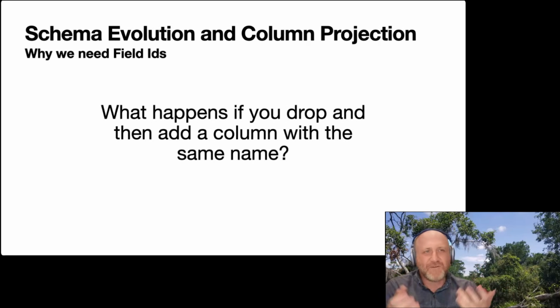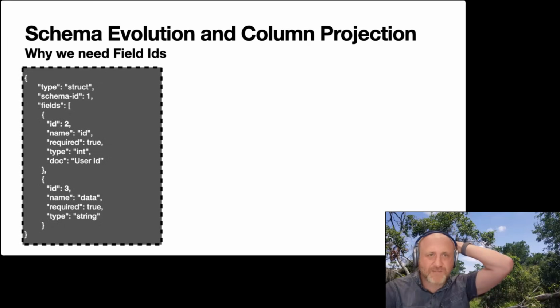You can't really evolve schema in these old formats because there's this strong tie between the name of the field in the table and the name of the field in the file. So they have to match all the time. So Iceberg gets around this with something called field IDs.